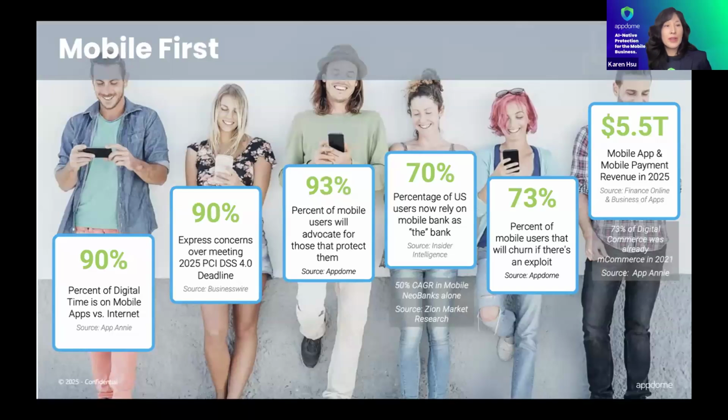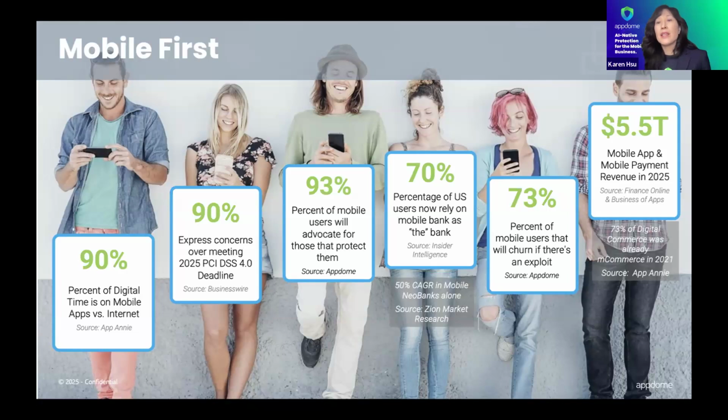So why are we here today? We're in a mobile first economy, and that means 90% of people's digital time is on mobile apps as opposed to the internet. What that means to the mobile business is 93% of mobile users will advocate for those that protect them. For mobile app makers, this means your users are going to write recommendations if they know you are protecting them. This is based on a survey that Appdome puts out every year, and I'm happy to share that with you if you're interested.